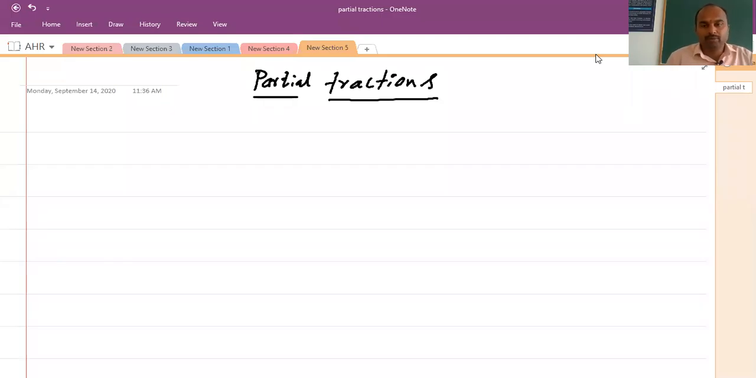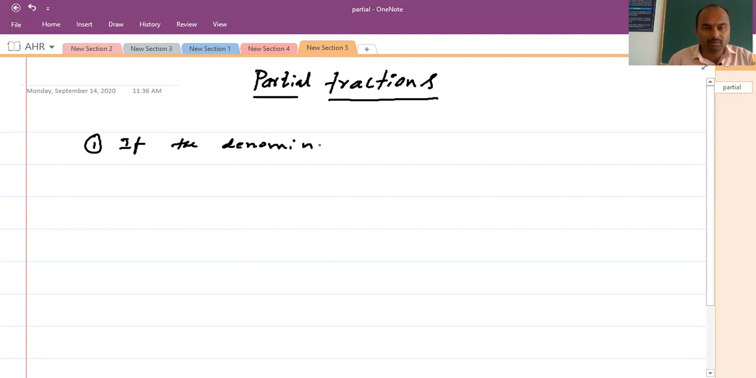So in this video I will explain inverse Laplace transforms by using the partial fractions. So there are three different types. First one is if the denominator has distinct factors.